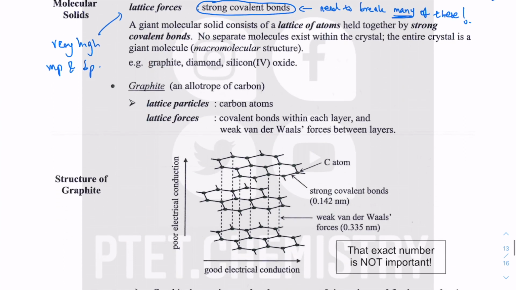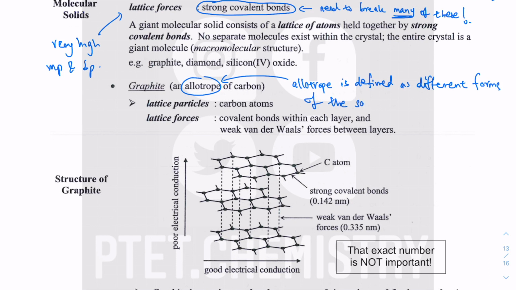Graphite and diamond are what you call allotropes. So what is the definition of allotrope? Allotropes are defined as different forms of an element. So there are different forms of the same element. We know that graphite and diamond are different forms of carbon, so both diamond and graphite are also known as carbon.